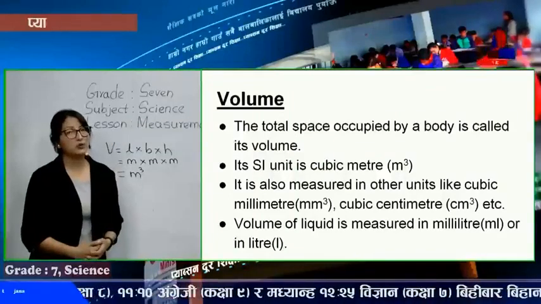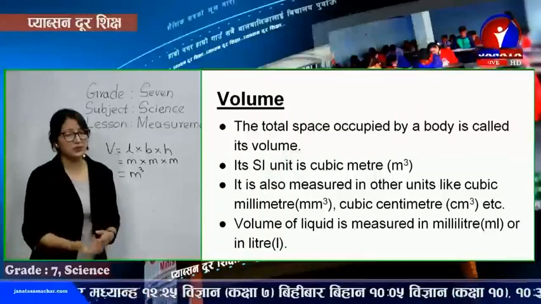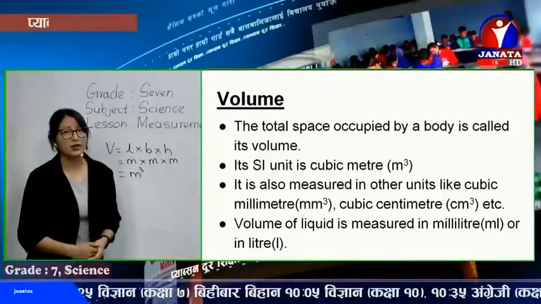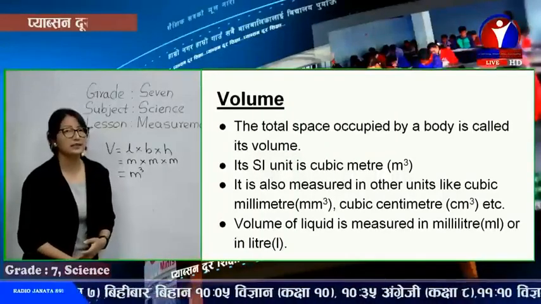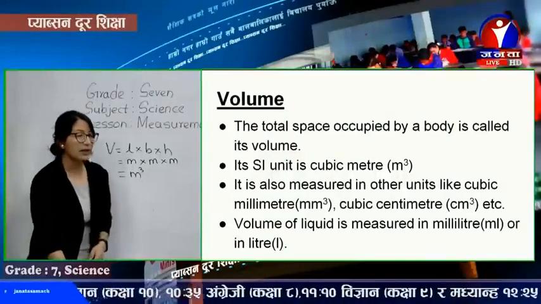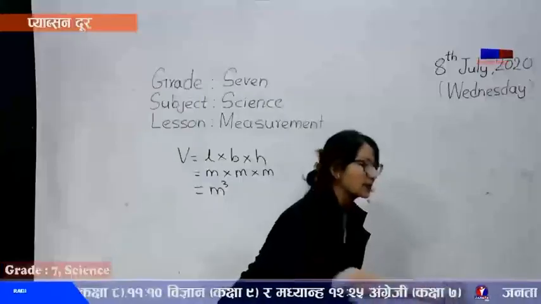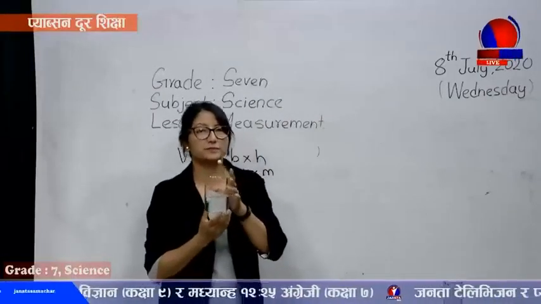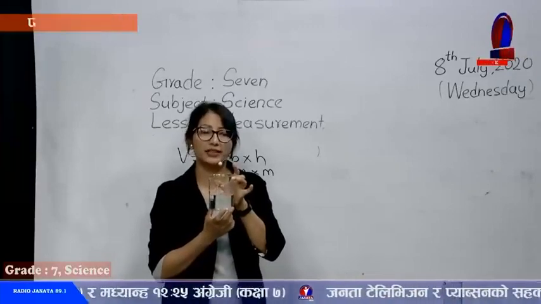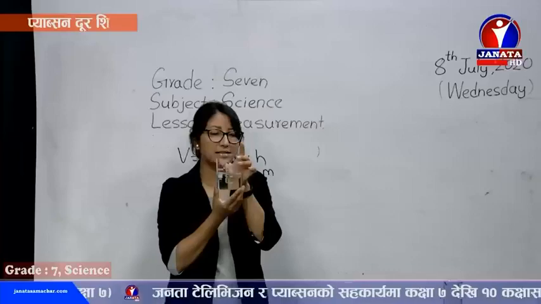Now, what if we have to measure the volume of liquid? Yeah, volume of liquid, we represent it in milliliter or liter. Milliliter or liter, these are the units used for measuring the volume of the liquid. And to measure the volume of liquid, we use different devices like this. We can use a beaker like this to measure the volume of the liquid. We keep the liquid in the beaker, and how much is its volume, we can easily measure.